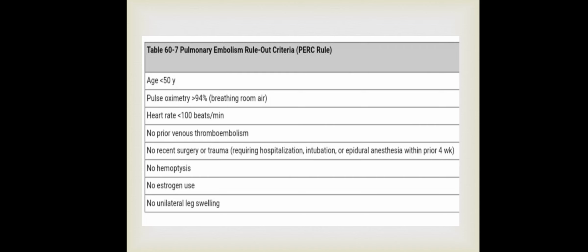That is age less than 50, pulse oxygen saturation is normal, heart rate is normal, no previous embolism episodes, and no recent surgery, that is within 4 weeks. That's very important. No hemoptysis, no estrogen use, and no unilateral leg swelling. All 8 should be present to classify that the patient is very less likely or unlikely to have pulmonary embolism.